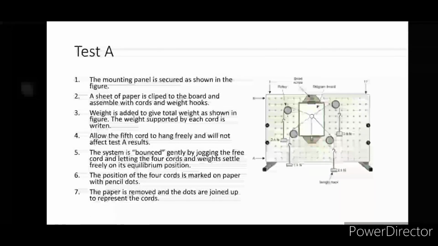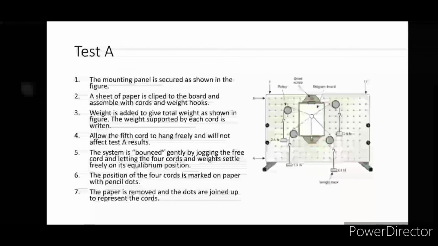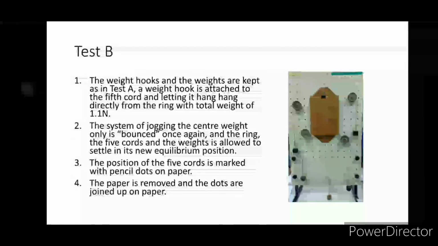Fifth, the system is bounced gently by jogging the free cord and letting the four cords and weights settle freely in their equilibrium position. The position of the four cords is marked on paper with pencil dots. The paper is removed and the dots are joined up to represent the cord. This is the procedure for test B.